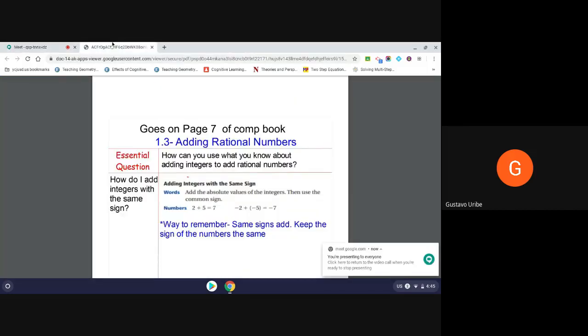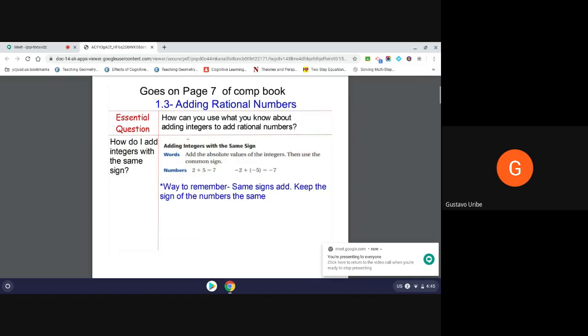Hello, everyone. For today's lesson, we're going to be talking about chapter 1.3, adding rational numbers. Your essential question is how can you use what you know about adding integers to add rational numbers? So we briefly started talking about this in 1.2, and now I'm actually going to go over the specific rules, like I did in the last chapter, just more in detail.